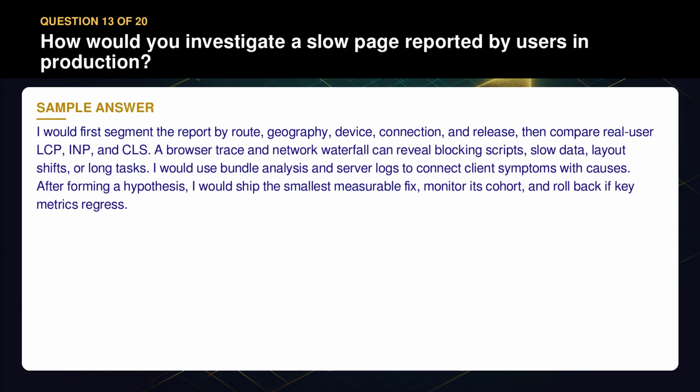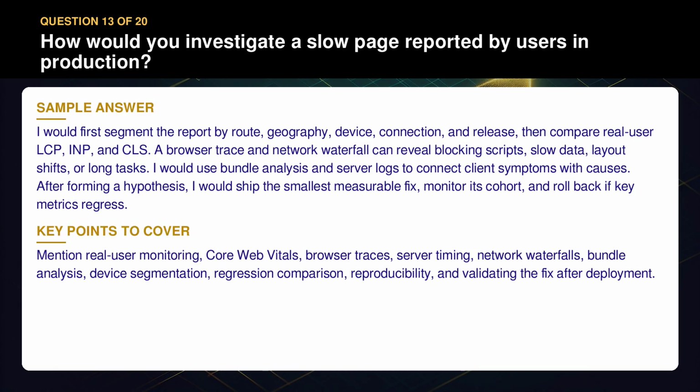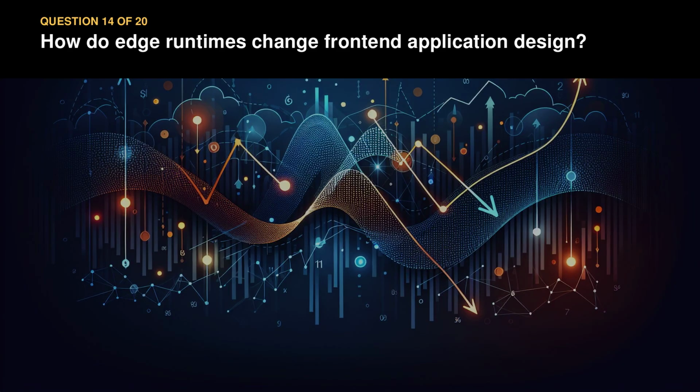After forming a hypothesis, I would ship the smallest measurable fix, monitor its cohort, and roll back if key metrics regress. Mention real user monitoring, core web vitals, browser traces, server timing, network waterfalls, bundle analysis, device segmentation, regression comparison, reproducibility, and validating the fix after deployment. Question 14. How do edge runtimes change front-end application design?